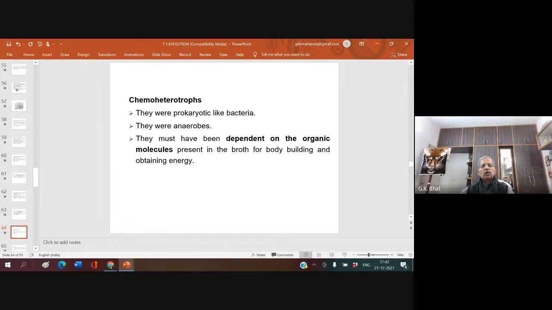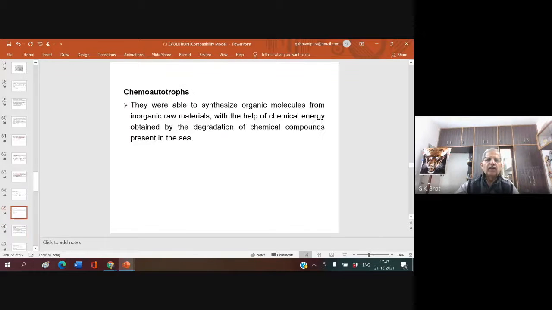So they were chemoheterotrophs. As I said, the first organisms were heterotrophs, and they were chemoheterotrophs, depending on the chemicals that were available to them. They are prokaryotic, like bacteria. They are anaerobes. They must have been dependent on the organic molecules present in the broth. Broth is ocean. Present in the broth or ocean for bodybuilding and obtaining energy. This is a very important point that you have to remember. First organisms were chemoheterotrophs, bacteria-like prokaryotes dependent on organic molecules present in the ocean for building up the body and also for obtaining energy.